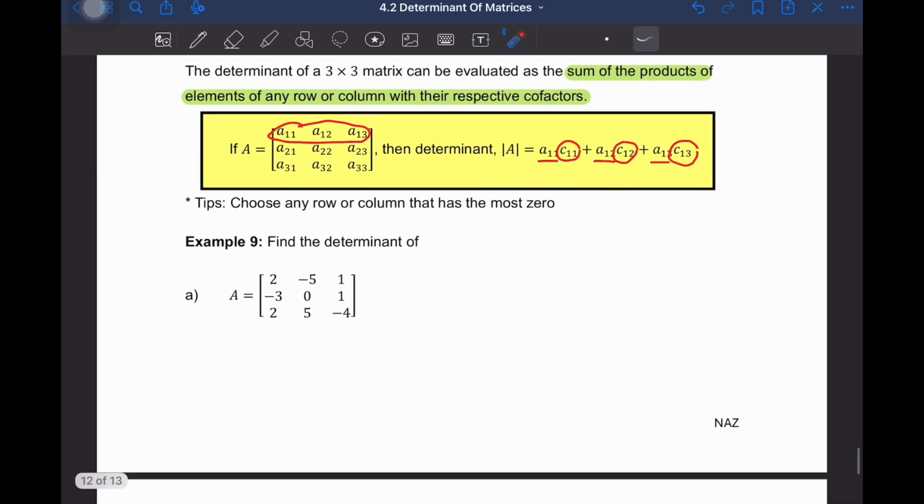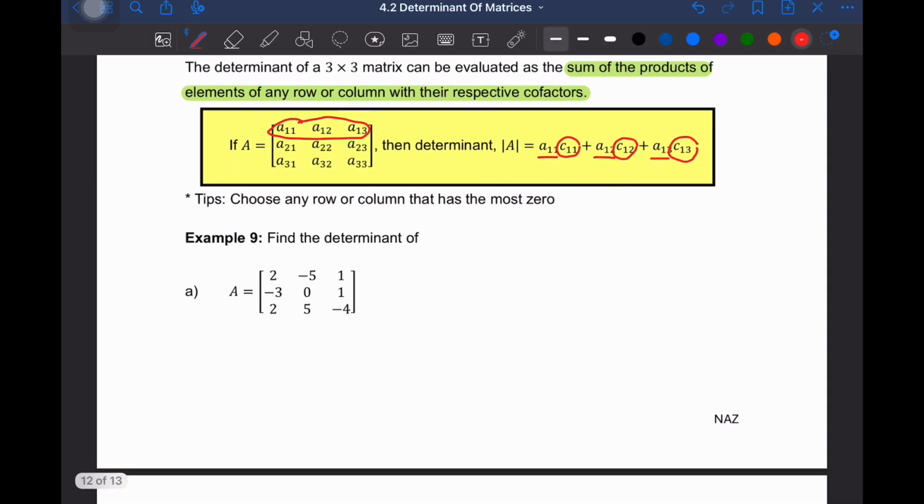Right, so let's see example 9. Find the determinant. For this one, we see that 0 is located over here. Let's say I want to use the second row first. Okay, let's try using the second row. What we will do is write the symbols for the cofactors. For the second row, the signs start with negative, then positive, and then negative. So we write equal over here, and then we put negative in front. Why negative? Because it's negative over here.